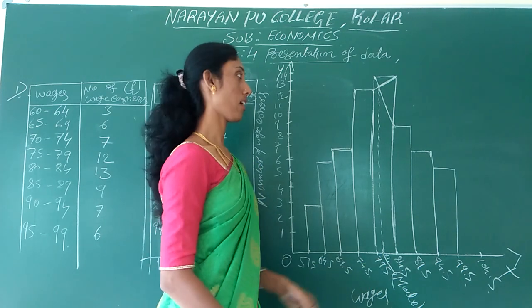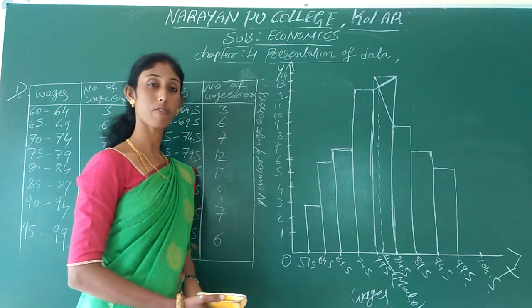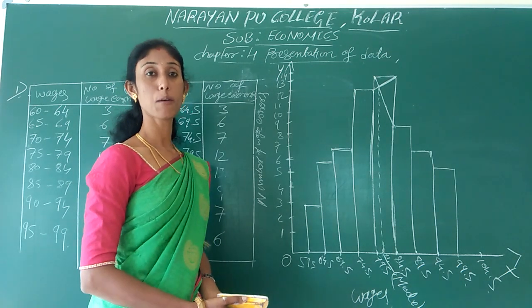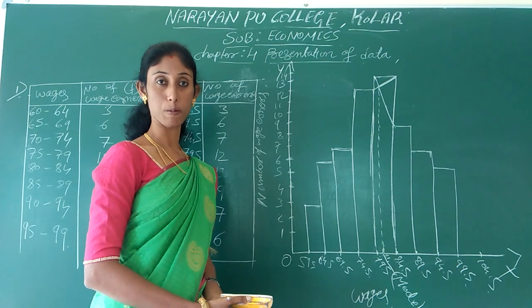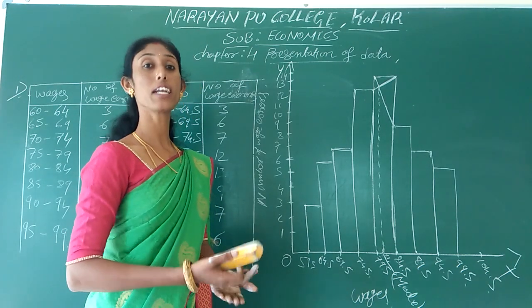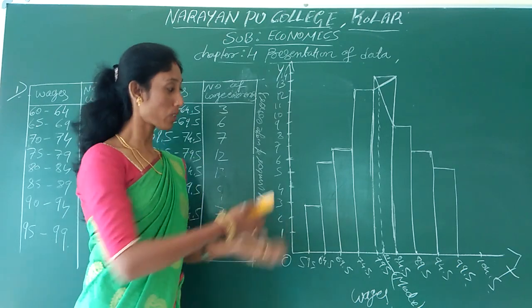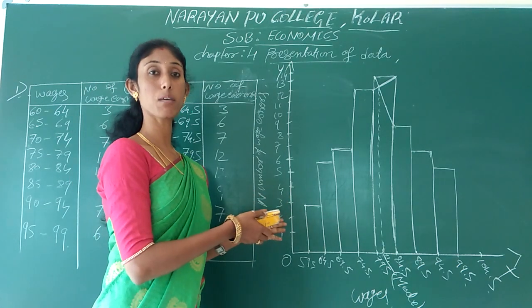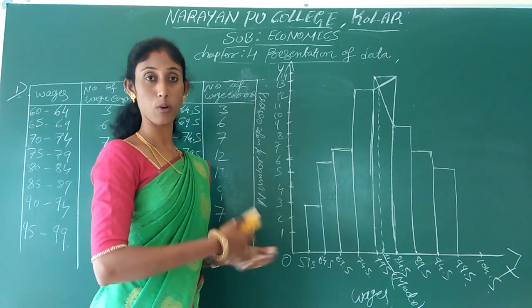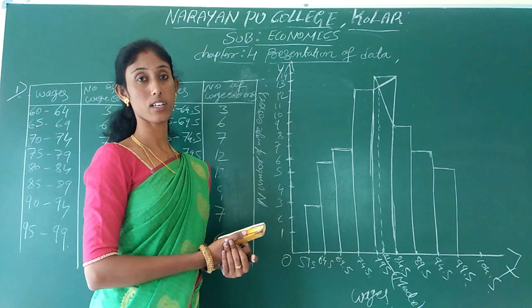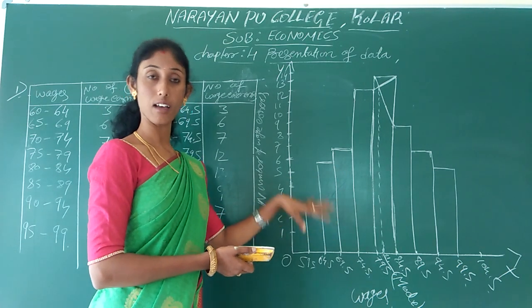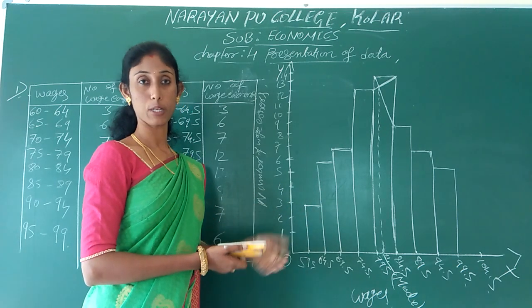Got it now? Now we'll move to the next type of frequency diagram, that is the frequency polygon. It's nothing but an alternative to the histogram. The frequency polygon is also drawn with the help of the histogram only. But how should we draw the frequency polygon? By using the histogram method. Now we'll discuss it in the particular class.